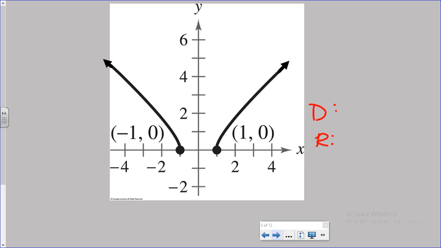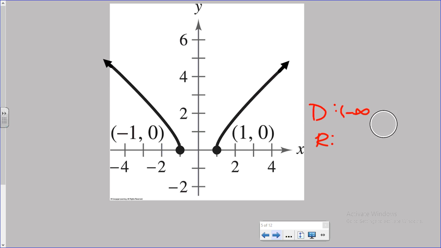Okay, the domain. Hunter, what's the domain? Negative infinity to infinity, like all real numbers? Okay, so let's talk about why it's not all real numbers. What do you notice right here? They're close. They are, but is there any graph right here in this middle part? Okay, so it can't be all real numbers because there's that gap.